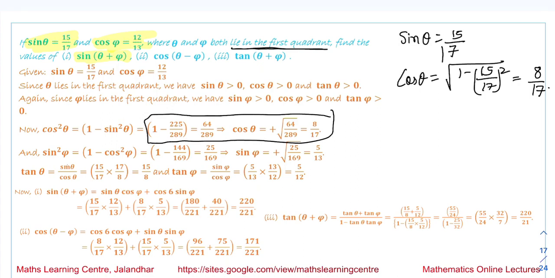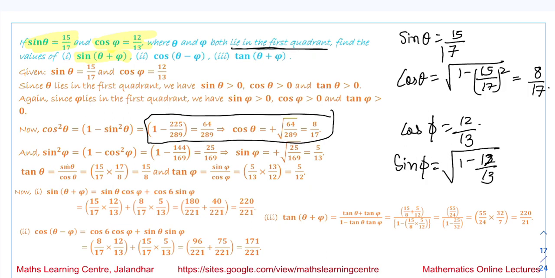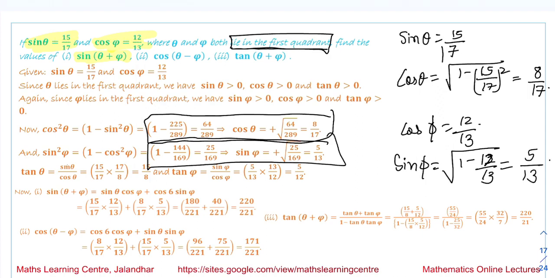Similarly, cos phi is given to be 12 by 13, so sine phi will be square root of 1 minus 12 by 13 square. We are taking the positive sign because it is given that both theta and phi lie in the first quadrant, and these calculations are shown over here. The answer we obtain is 5 by 13.